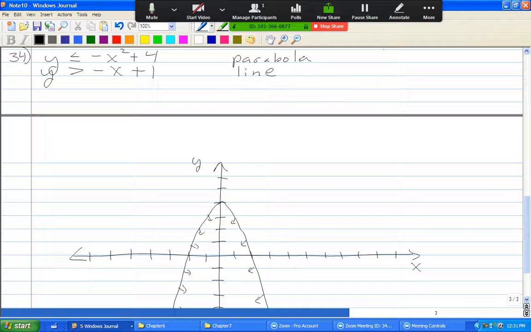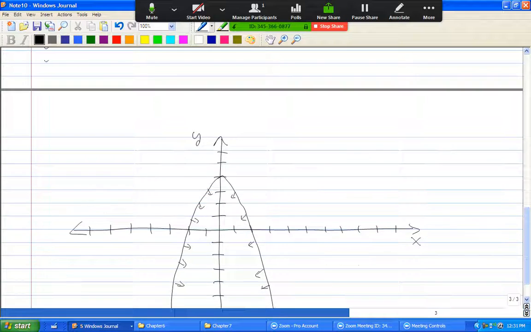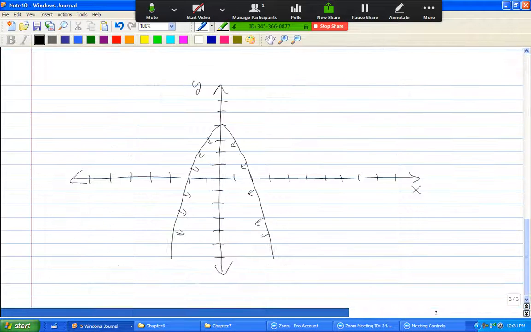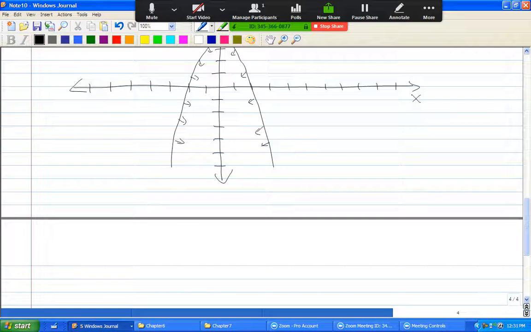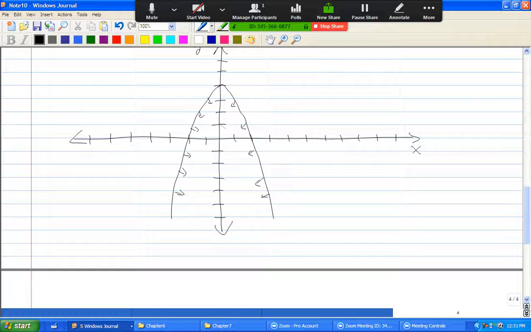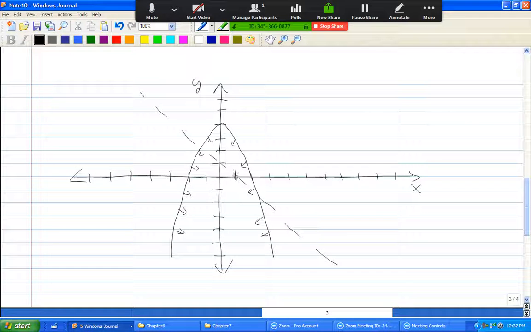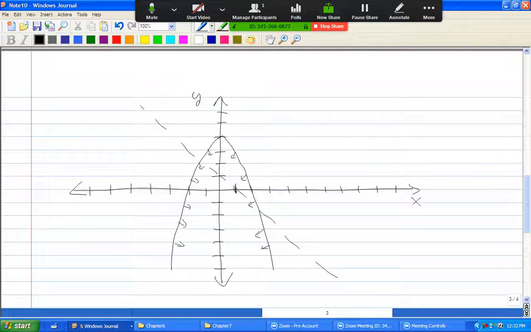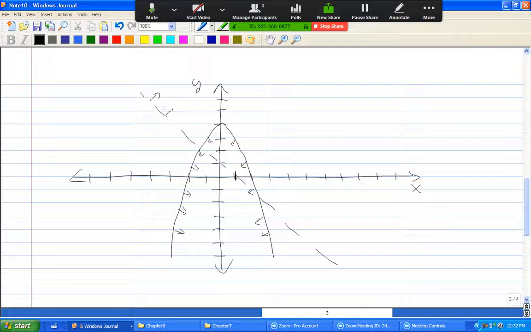And I have y is equal to negative x plus 1. So the y-intercept is 1, and it goes down at a slope of 1. And it is a dashed line since there's no equal sign. So it should look something like this. And it is greater than, so it points up. So it's true in this direction.